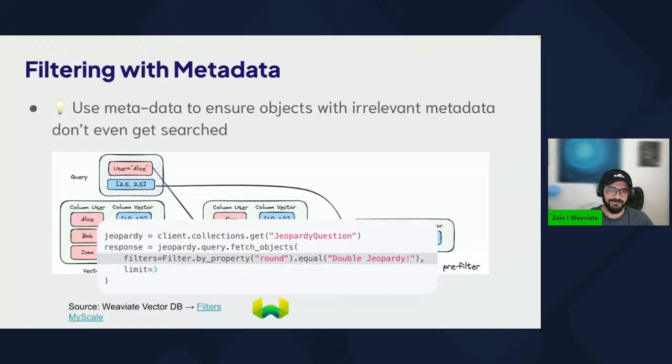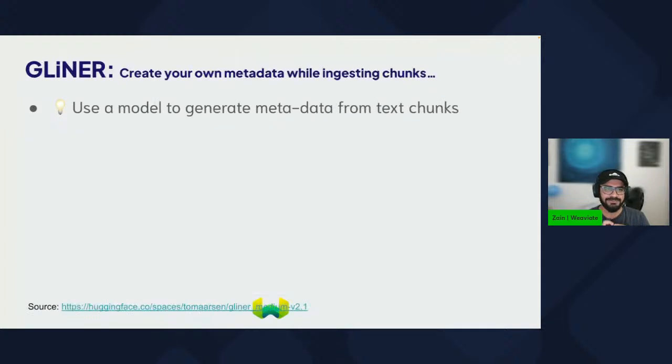So typically when I tell people about this, their question is, well, all I have are text chunks. I don't really have metadata around the text chunks. So one really cool thing that I found out about recently was this model called GLiNER. This is a general purpose named entity recognition model, which allows you to generate metadata for your text chunks as you're ingesting the text chunks.